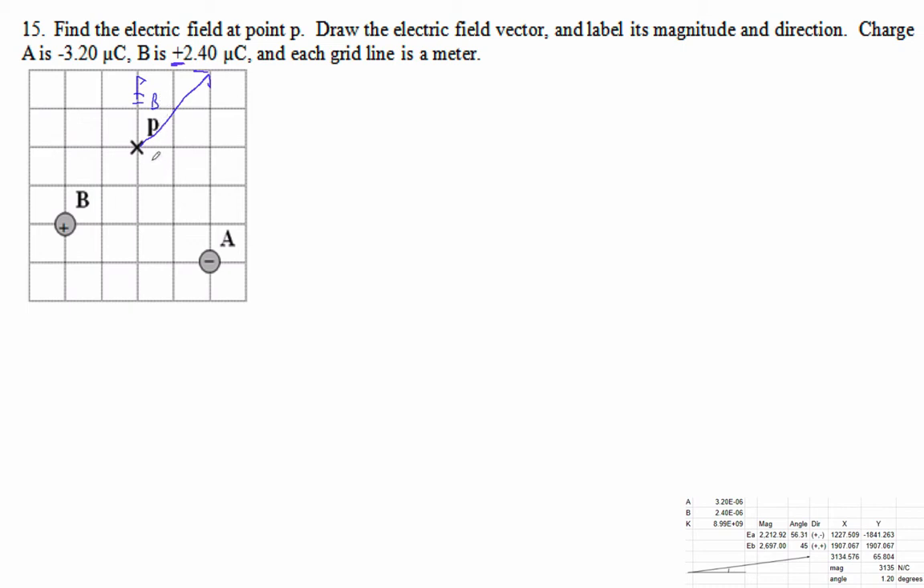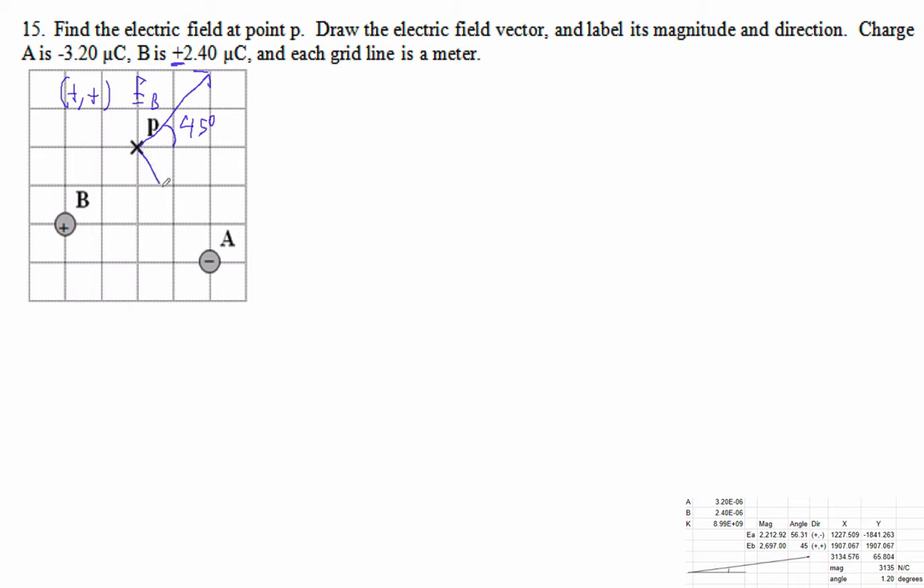Okay. So EB is going to be away from it because it's a positive charge. Therefore it's up and left. And this angle with the x-axis is 45 degrees, which means it's going to have a positive x component and a positive y component. That's important. Okay. Now A is a negative charge, so electric fields are toward negative charges.